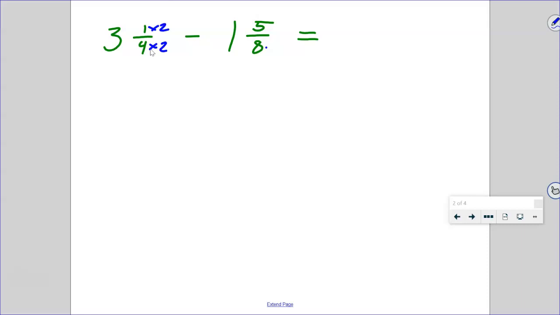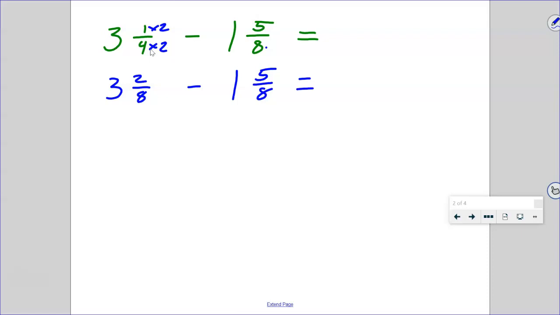I'm going to use multiplication to rename 1/4. And now I'm going to rewrite this problem. So now it's going to be 3 and, my mistake, not 3 and 1. It's going to be 3 and 2/8 minus 1 and 5/8. Now that all the parts are eighths, it's easier to think about.